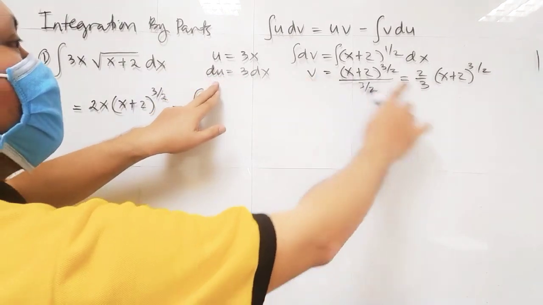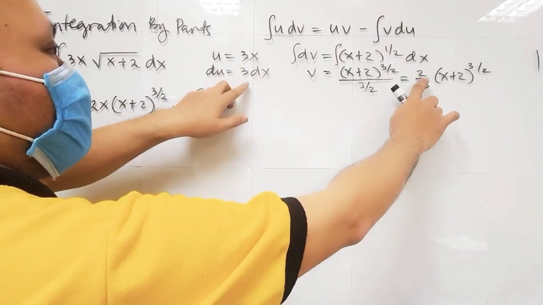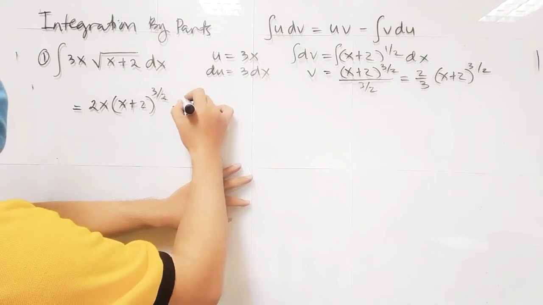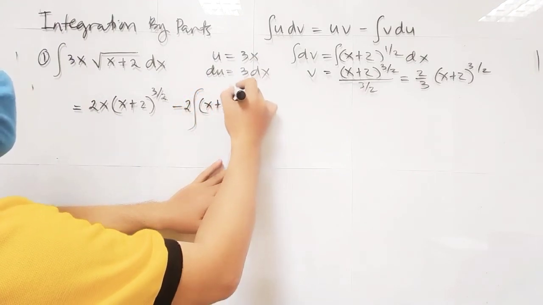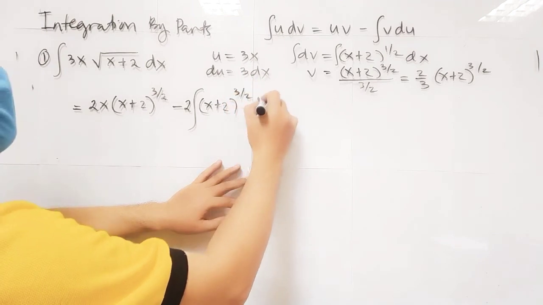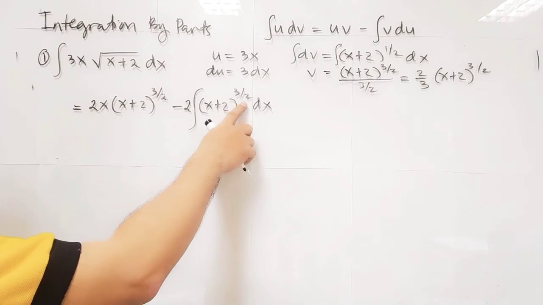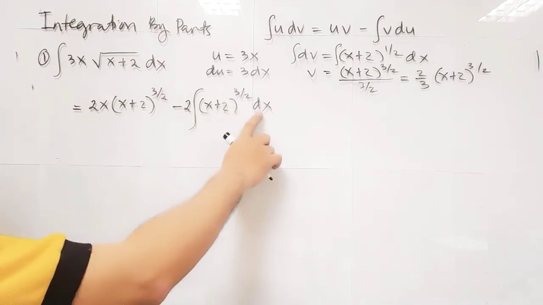For v du, 2/3 times 3, so we cancel 3. What remains here is 2 times this one times dx. So I will write here 2 times x plus 2 raised to 3/2 dx. So this one is u to the n. Our u is x plus 2, and the derivative of x plus 2 equals dx.